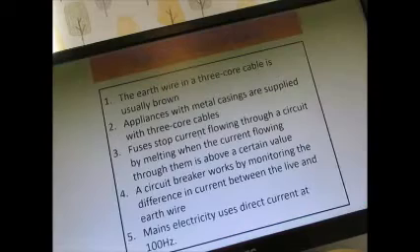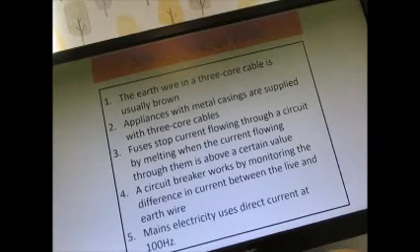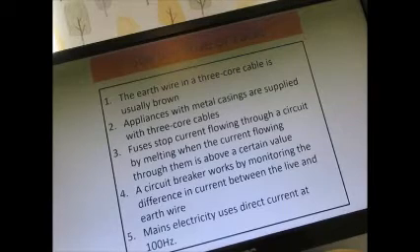Okay, so first of all, you're going to pause the video and then you are going to have a go at these true or false questions, and then I will give you the answers when you press play again. Okay, so number one, the earth wire in a 3-core cable is usually brown. That's false. The earth wire is the yellow and green one.